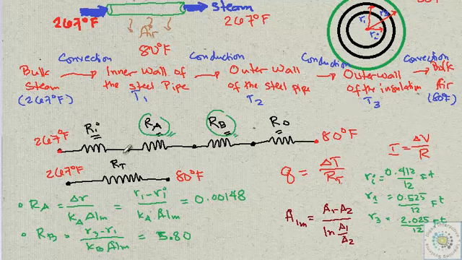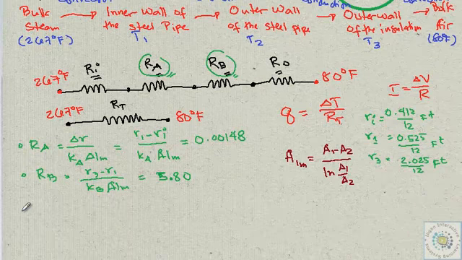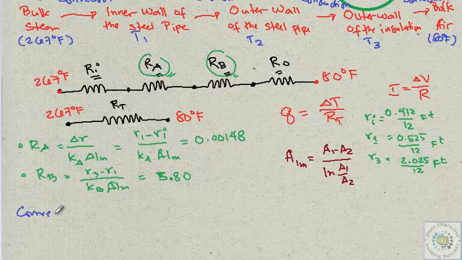Now for convection, we follow the equation for convective heat transfer. The transfer of heat Q is equal to the convective heat transfer coefficient h times the area exposed to the convective transfer times delta T. Very simple equation. This is the equation for convective heat transfer.